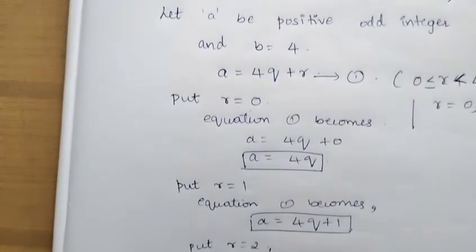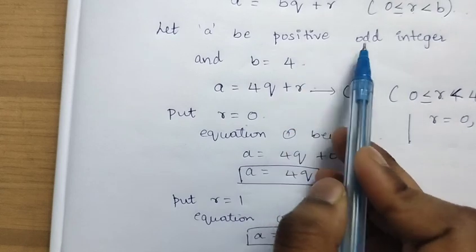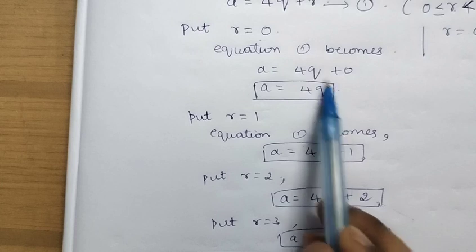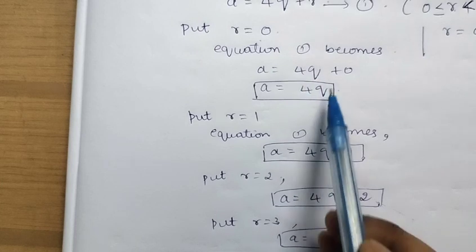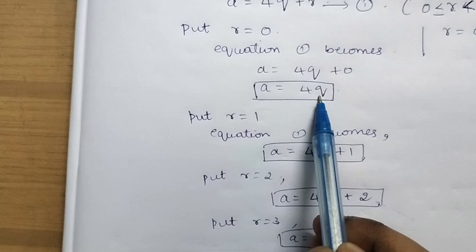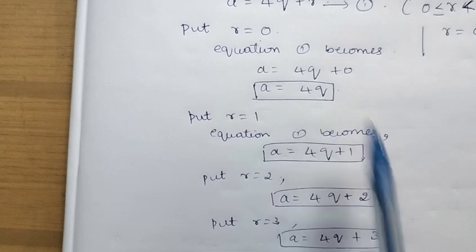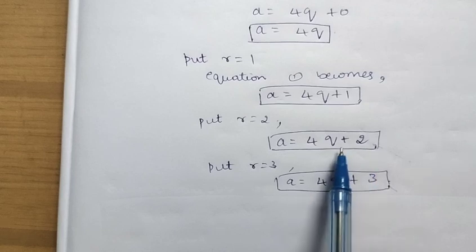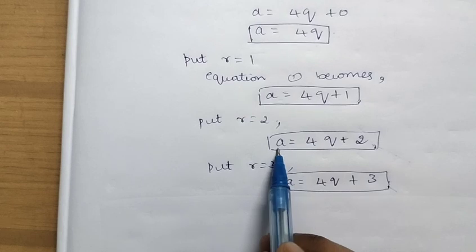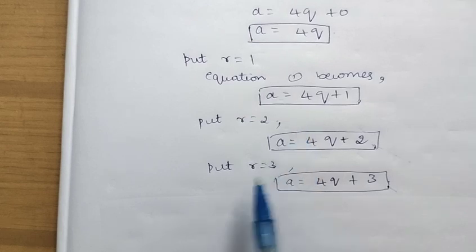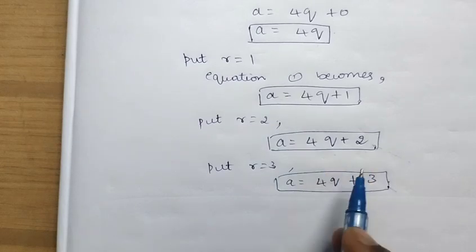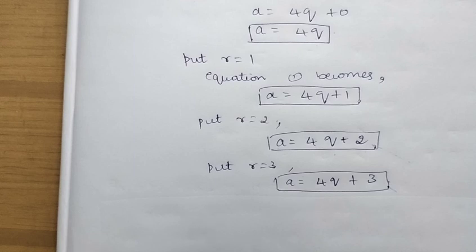In the beginning, we have assumed that a is a positive odd integer. Suppose the value of a is equal to 4q, this 4q can be divided by 2. If it is divisible by 2, it becomes a positive even integer. And if a is equal to 4q plus 2, then also it is divisible by 2 and it becomes a positive even integer. But we have taken that a is a positive odd integer. So the value of a cannot be 4q or 4q plus 2 for an odd integer. Therefore, an odd integer is of the form 4q plus 1 or 4q plus 3.